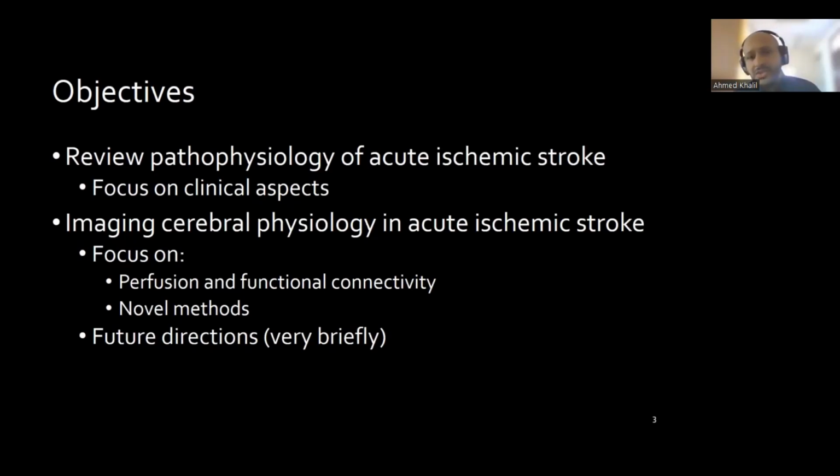And then I'll be moving on a little bit to how we can image cerebral pathophysiology in the setting of acute stroke. There's a lot to talk about, but I'll be focusing mainly on two things: the imaging of blood flow, perfusion, and the imaging of functional connectivity. And even then, I'll be limiting myself mostly to certain novel methods that have emerged over the past few years for imaging these pathophysiological processes. And at the very end, there's going to be a very brief slide on some future directions, and we can talk about those more during the discussion if there's interest.